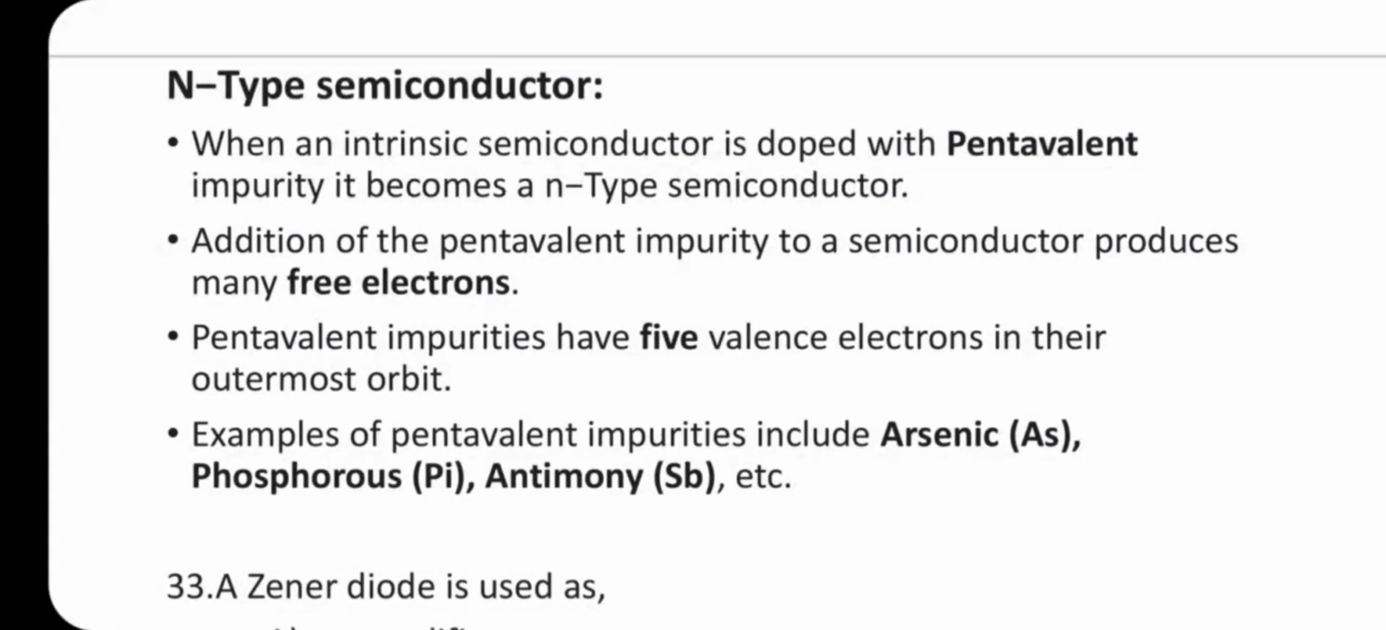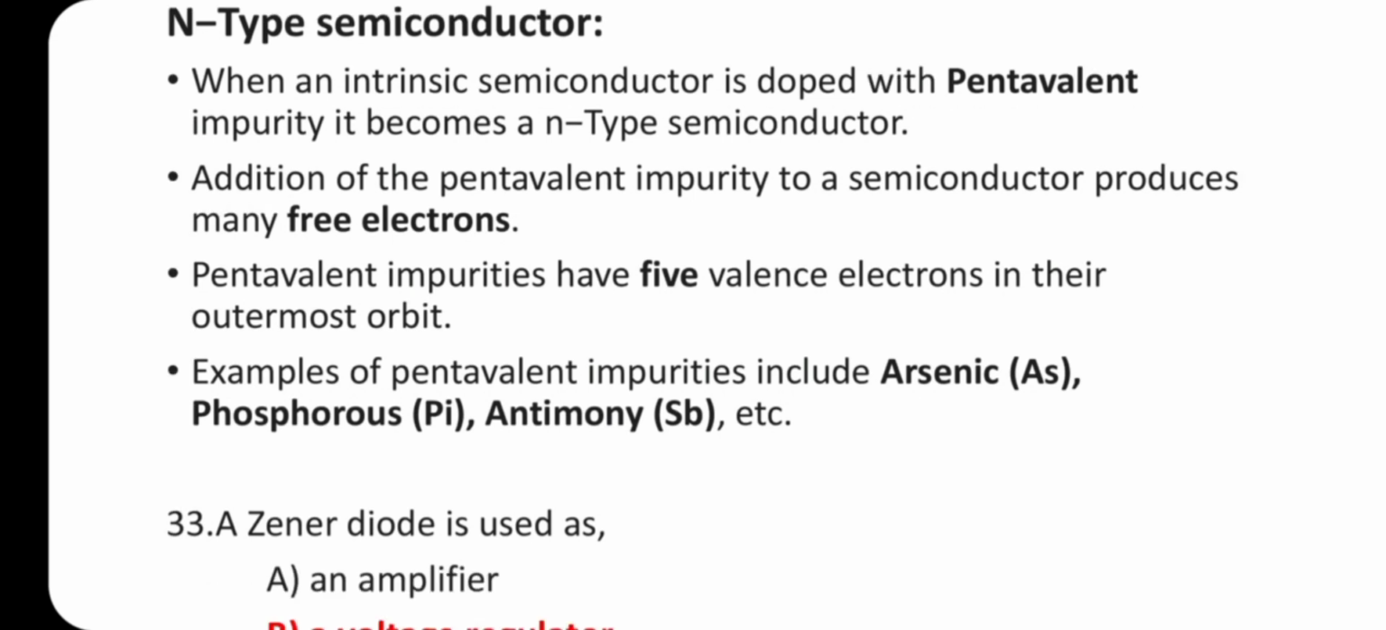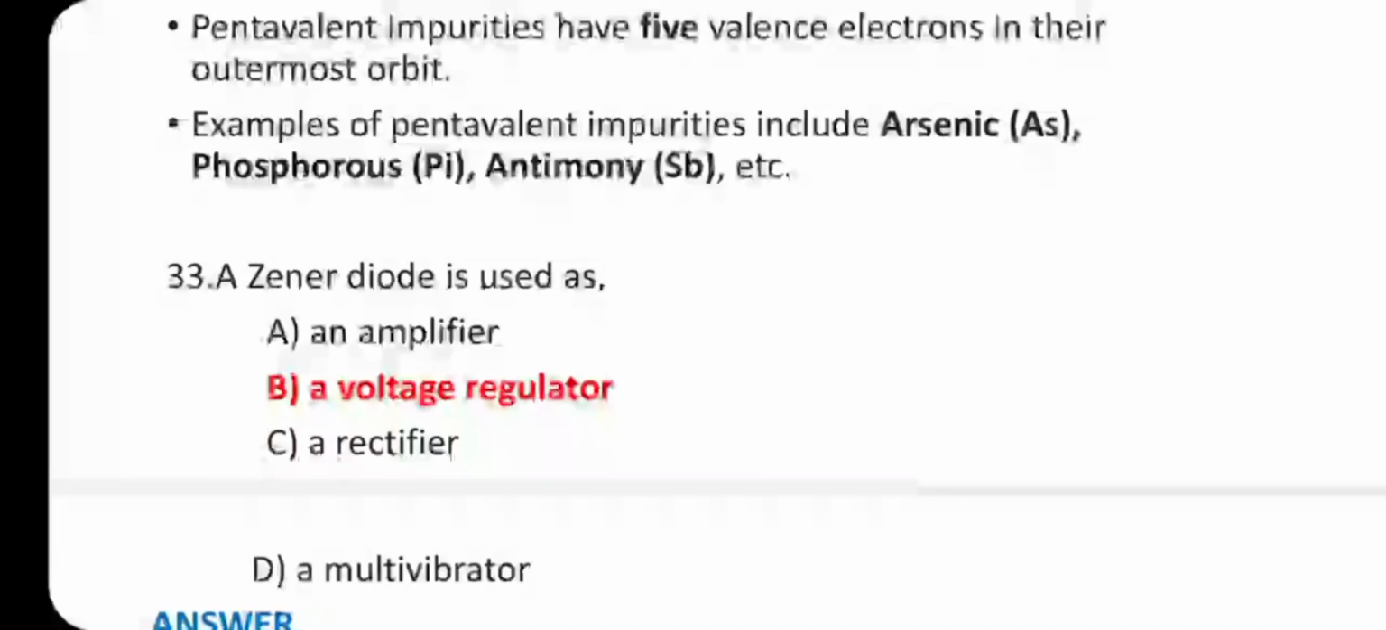N-type semiconductor. When an intrinsic semiconductor is doped with a pentavalent impurity, it becomes an N-type semiconductor. Addition of a pentavalent impurity to a semiconductor produces many free electrons. Pentavalent impurities have 5 valence electrons in their outermost orbit. Examples of pentavalent impurities include arsenic, phosphorus, and antimony.